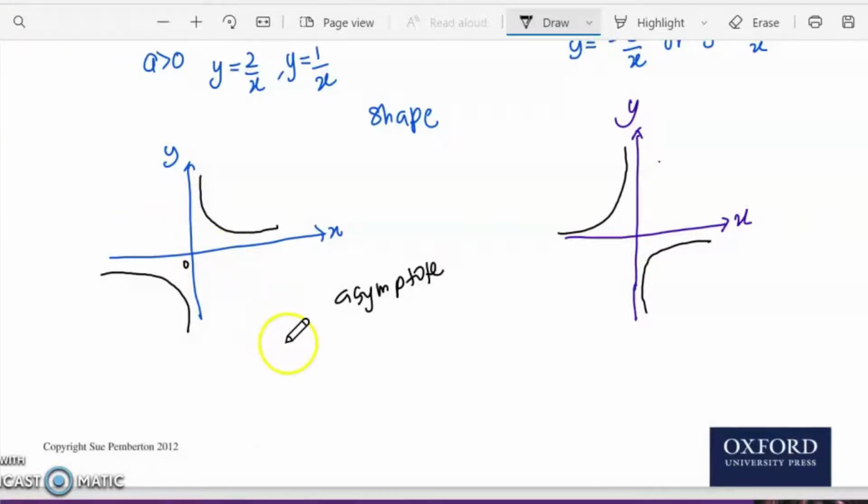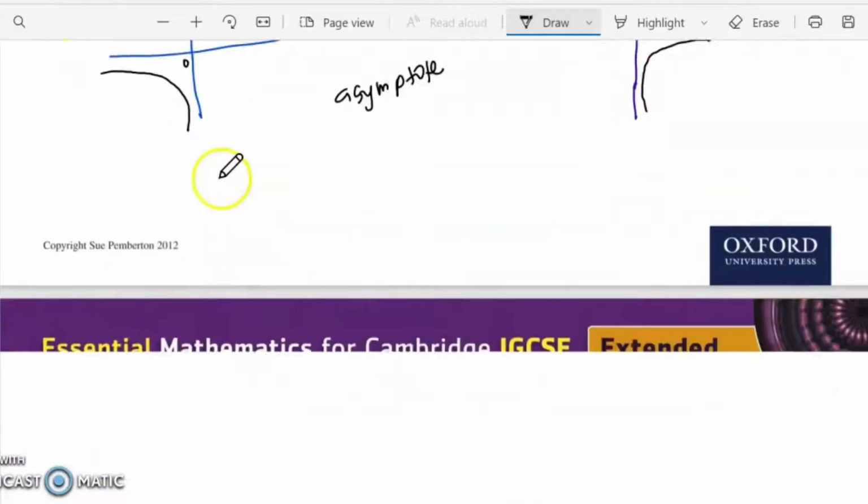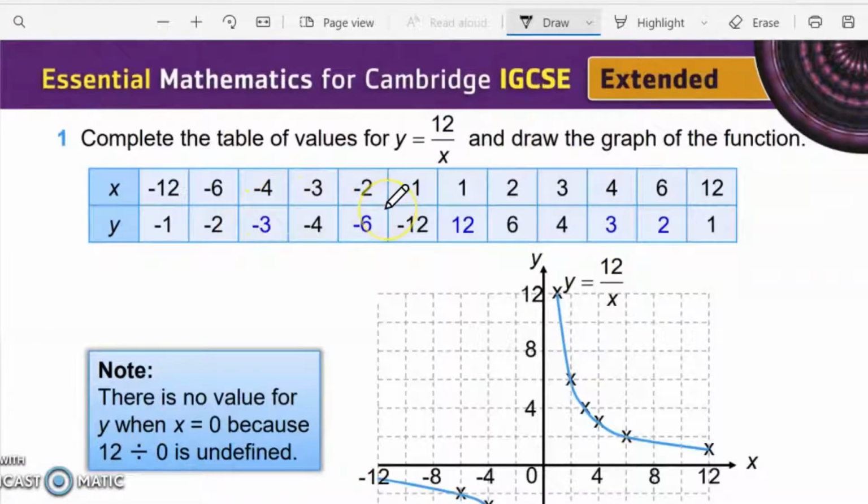You will learn more about asymptote in Form 3, in maths Form 3. I'm just explaining only the basics. So let's look at how to draw the reciprocal graph. Compute the table of values for y equal to 12 over x and draw the graph of the function.